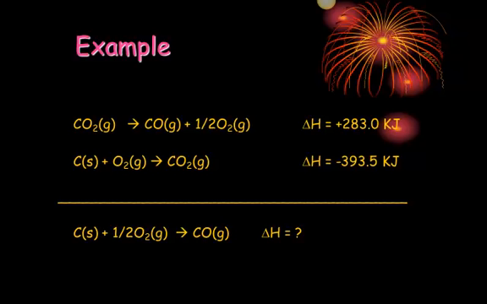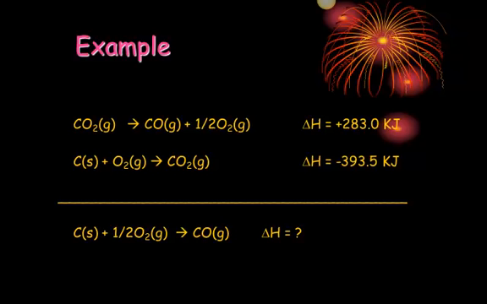And then we have a reaction for carbon in the solid phase reacting with oxygen to produce carbon dioxide. The delta H is a negative 393.5 kilojoules. Now this is telling us that these two reactions somehow can equal the reaction we're trying to find, which is carbon in the solid phase reacting with a half a mole of oxygen gas to produce carbon monoxide gas. And we want to find the delta H for that third reaction.